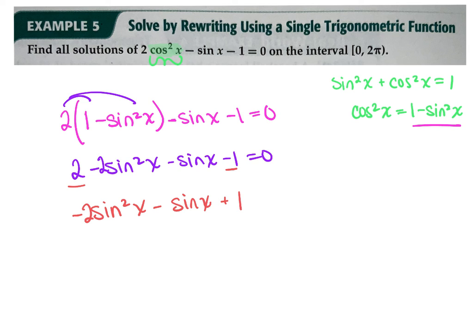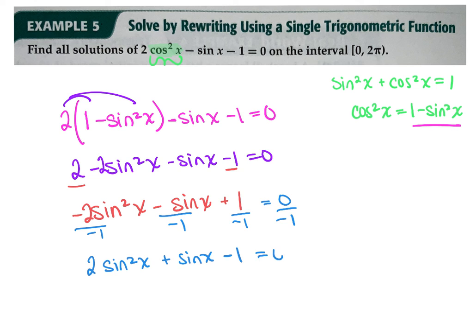All right? Now let me be honest. I do not like factoring when I have a negative in front. It's not my favorite. So I take a negative 1 out of absolutely everything. I divide everything by negative 1. This equals 0 divided by negative 1. He disappears, okay? And so that changes my signs. So I have 2 sine squared of x plus sine of x minus 1 equals 0.